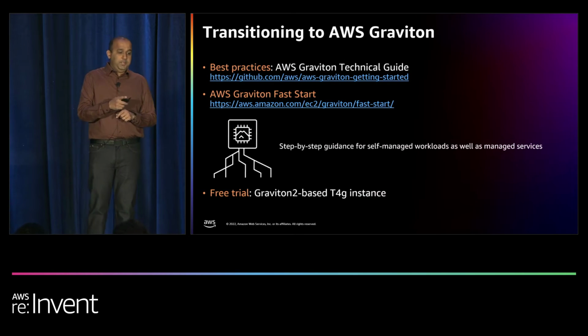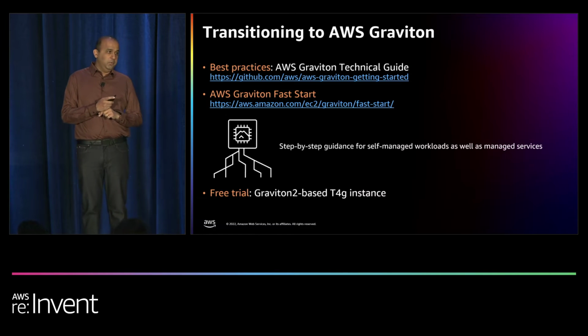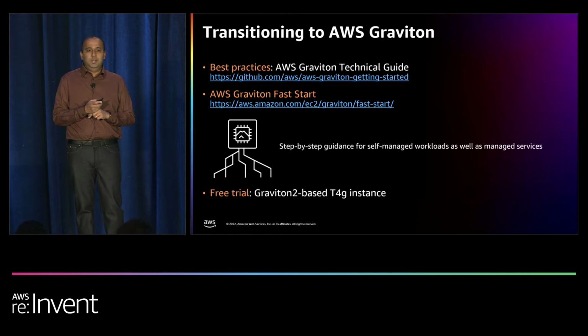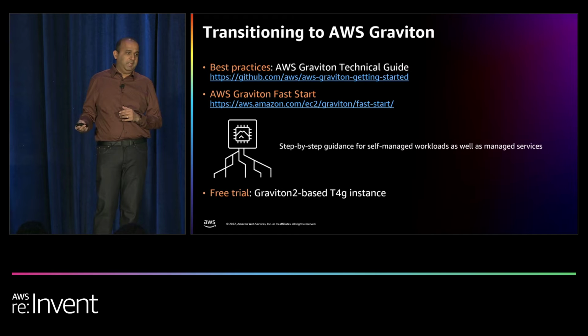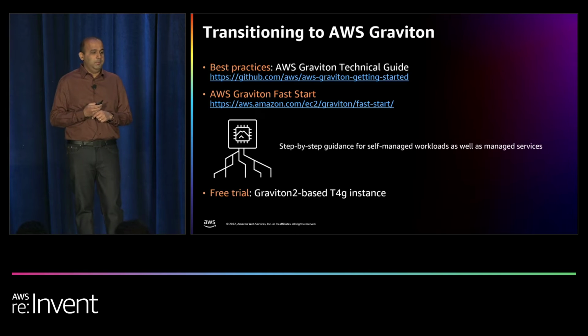I want to point out the URL over here, which is our Getting Started technical guide for Graviton. That on GitHub is a very useful resource that I would encourage you to bookmark, since it documents a lot of best practices across various languages and applications that will allow you to get the best performance out of the system and the right tuning optimizations that are available.